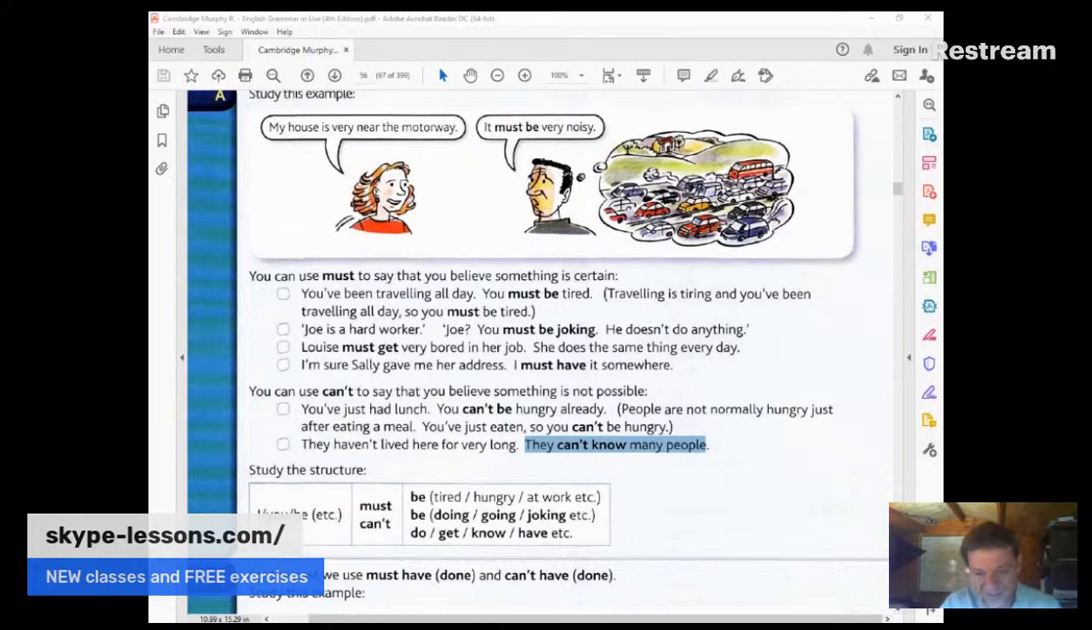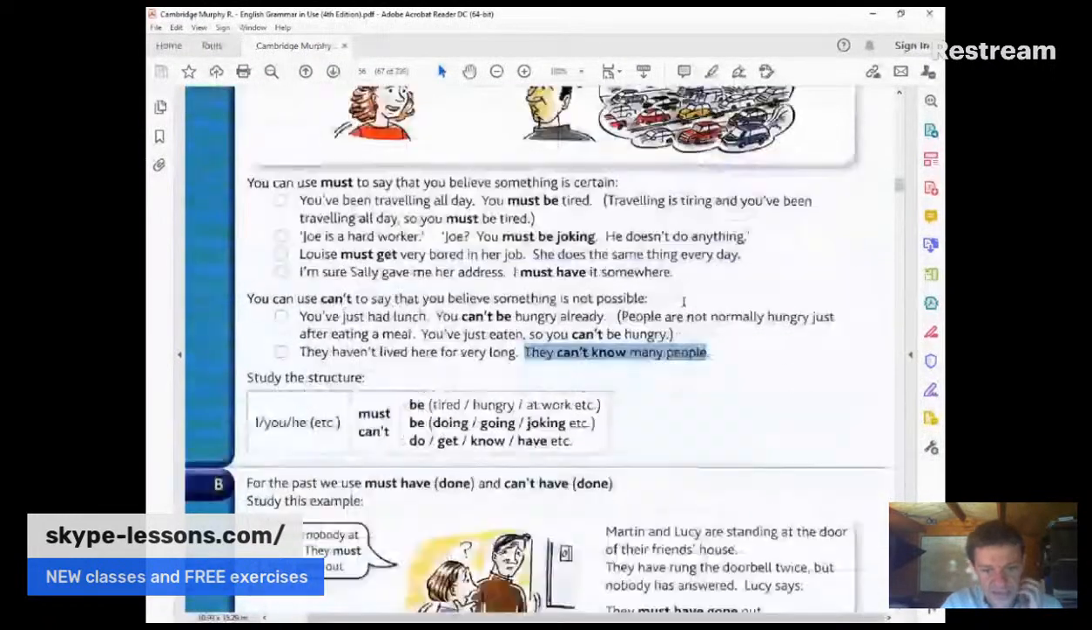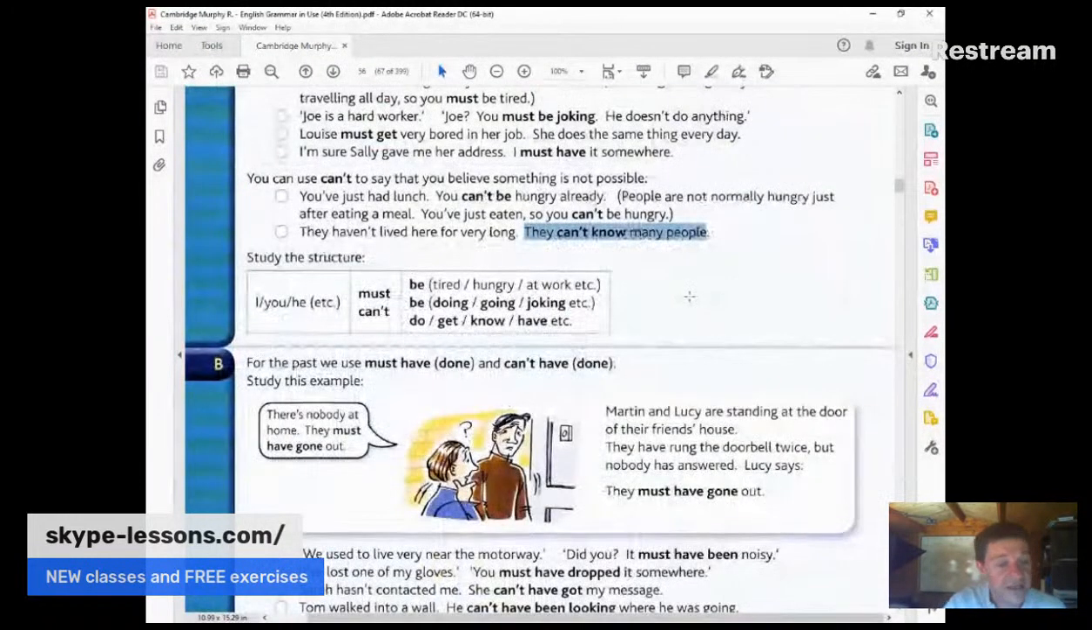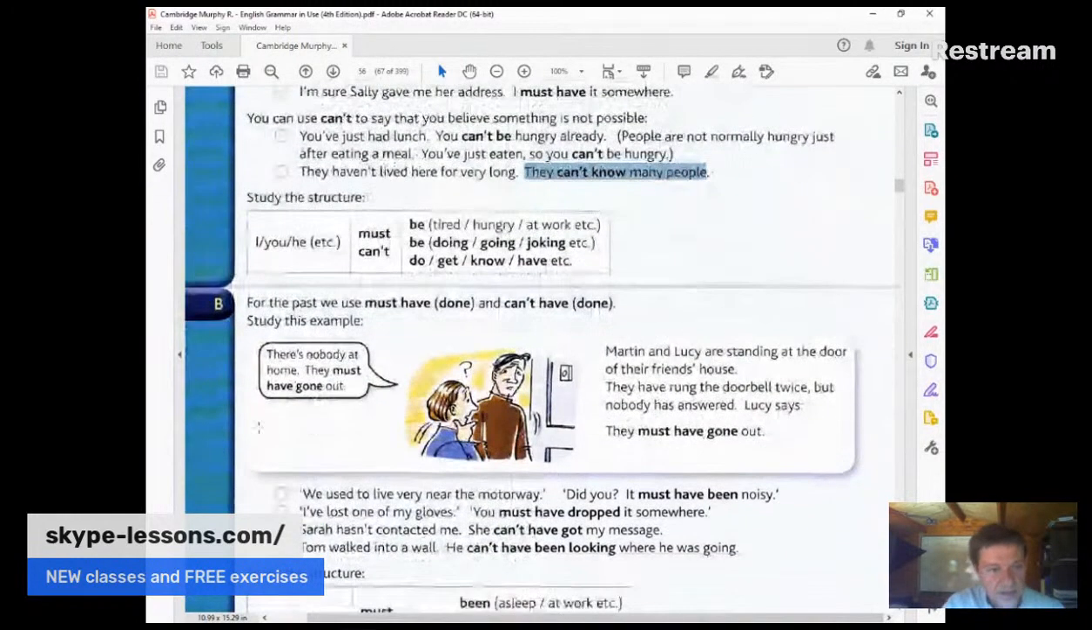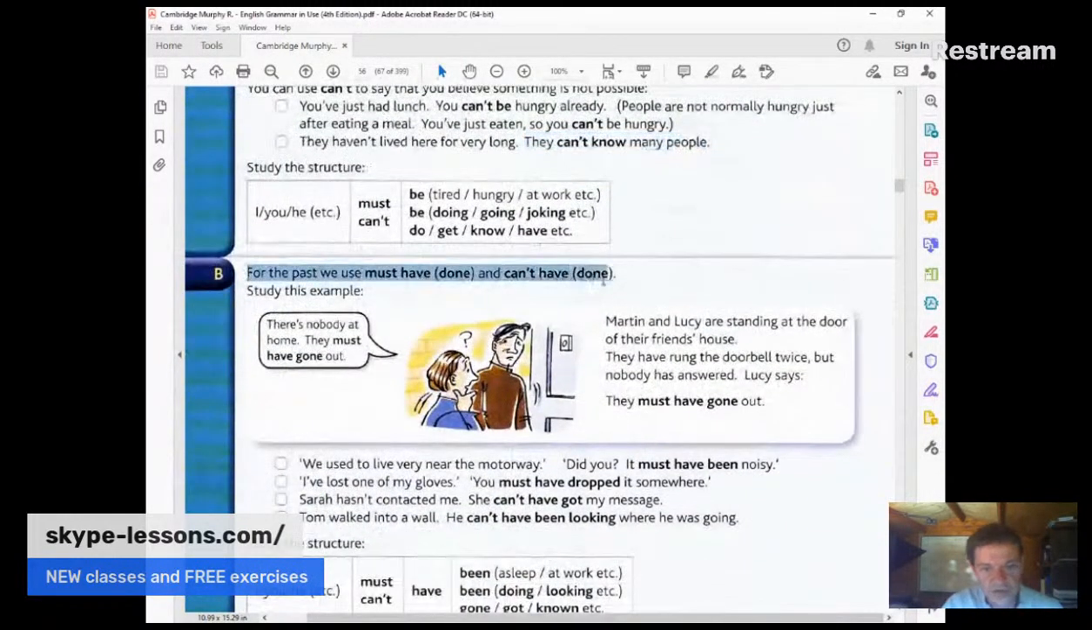And so you can see it's a massive difference. They're nothing like each other, should have done and must have done, even though should do and must do are very similar. So have a look at this. For the past, we use must have done and can't have done. There's nobody at home. They must have gone out. Yeah, I am certain that they went out.